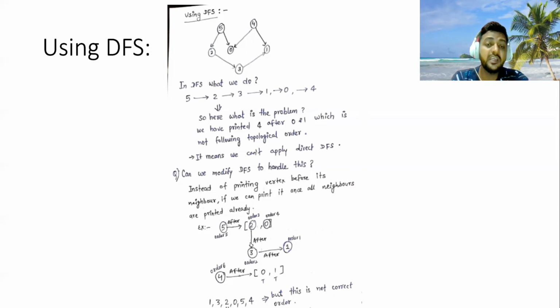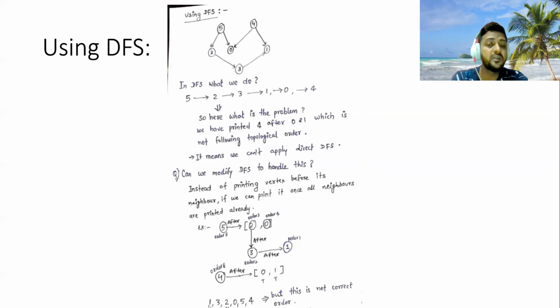Now you go to the second neighbor of 5, which is 0. But from 0, we cannot go anywhere. It means all the neighbors of 0 are done. You print 0 here. So this is your order number 4. Now for 5, all the neighbors are visited, so you print 5 here. Now which node is not visited yet? 4. You check all the neighbors of 4, 0 and 1. Both are already visited, so it will just print 4.